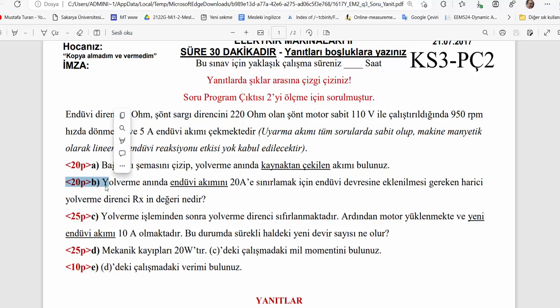B. In the starting process, to limit armature current to 20 amps, what is the required external resistance to be added to the armature circuitry? Let me explain this. It is not clear, perhaps. That is the second question you try to solve. This problem will be a little bit complicated for you.